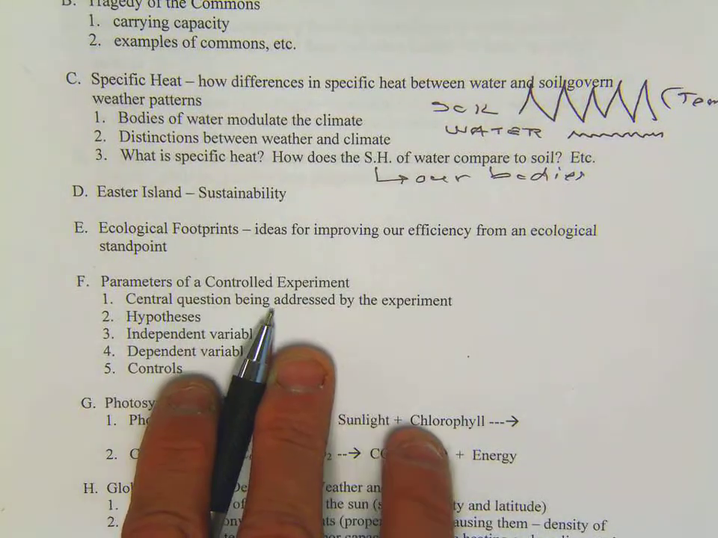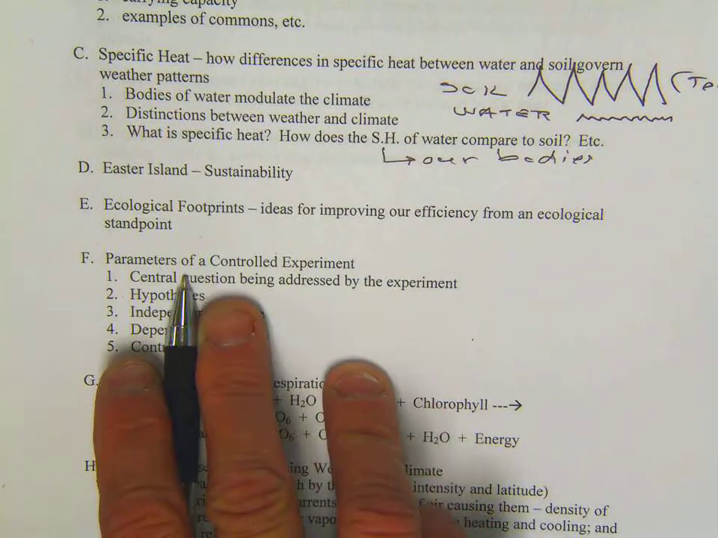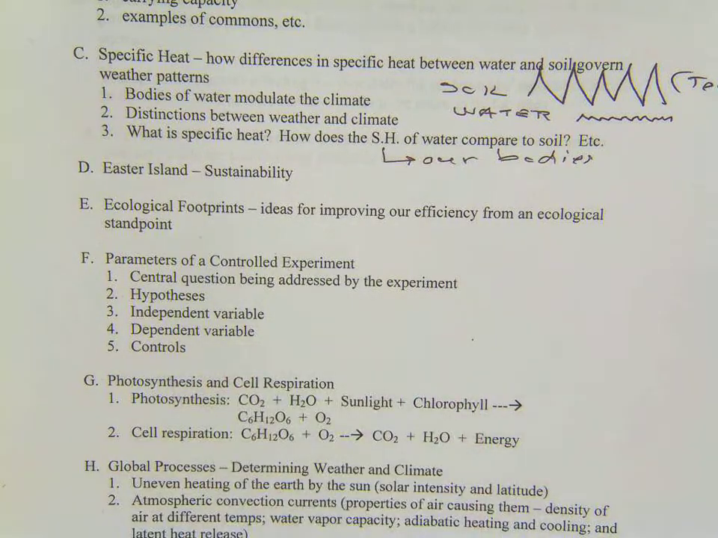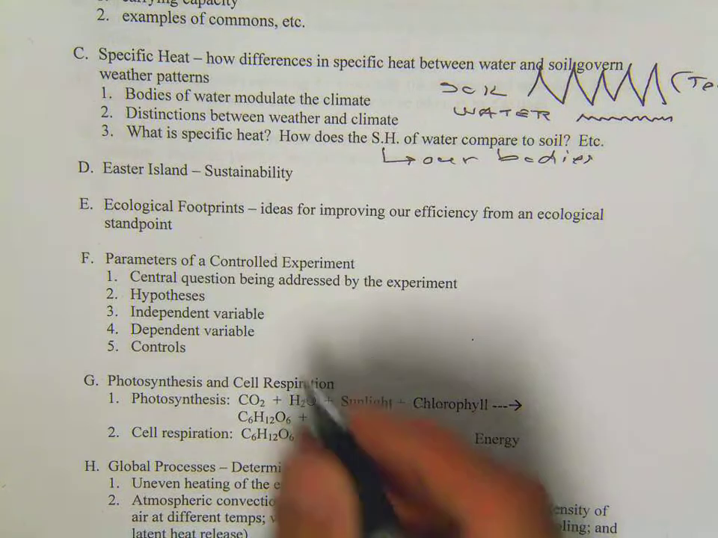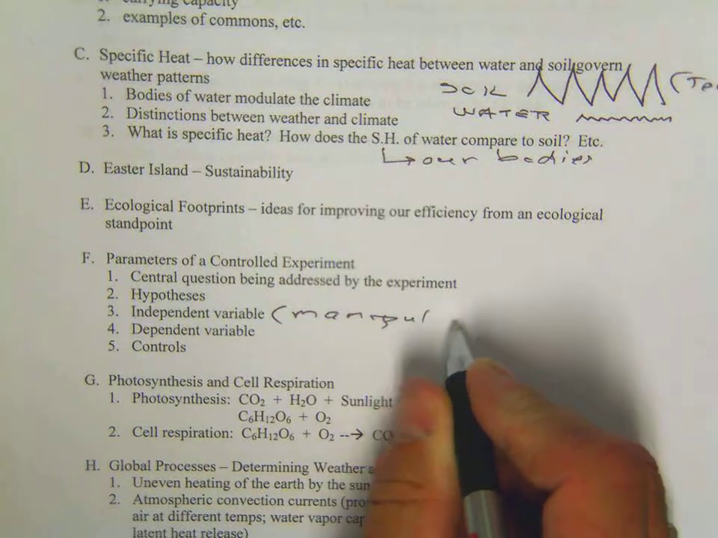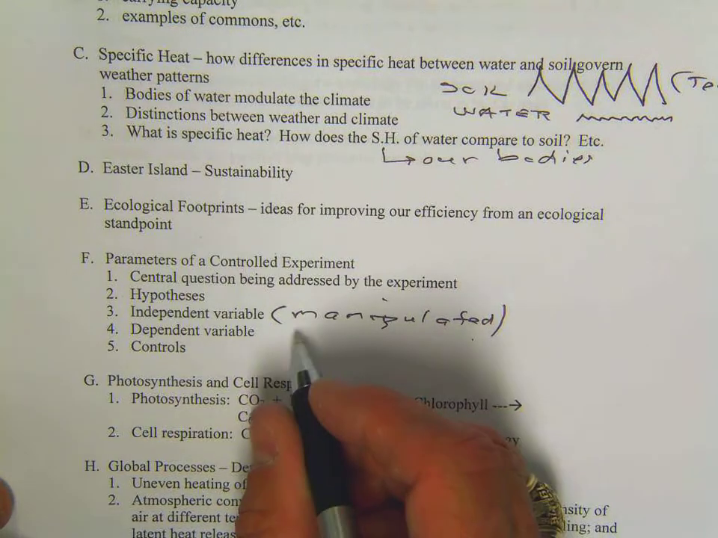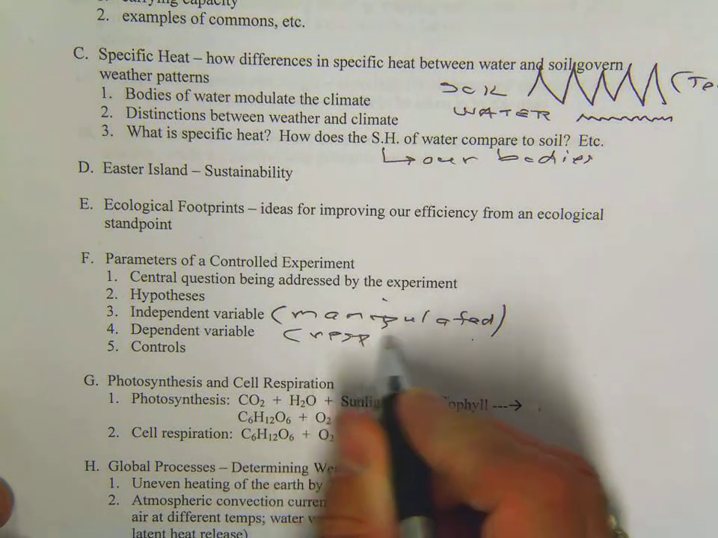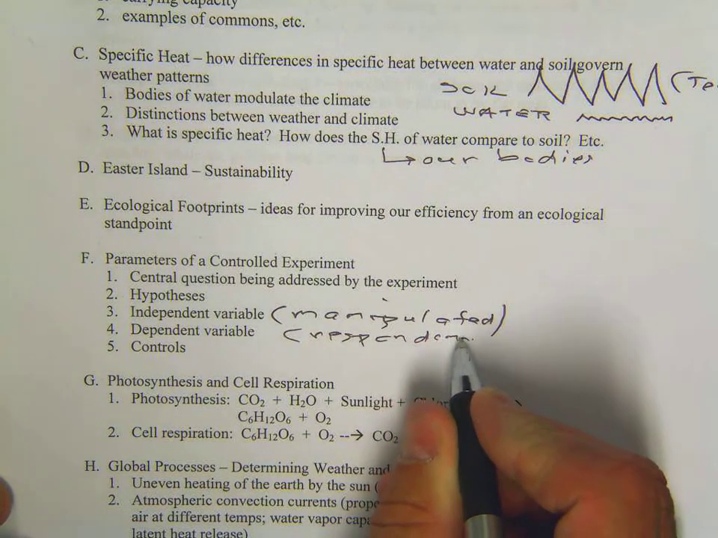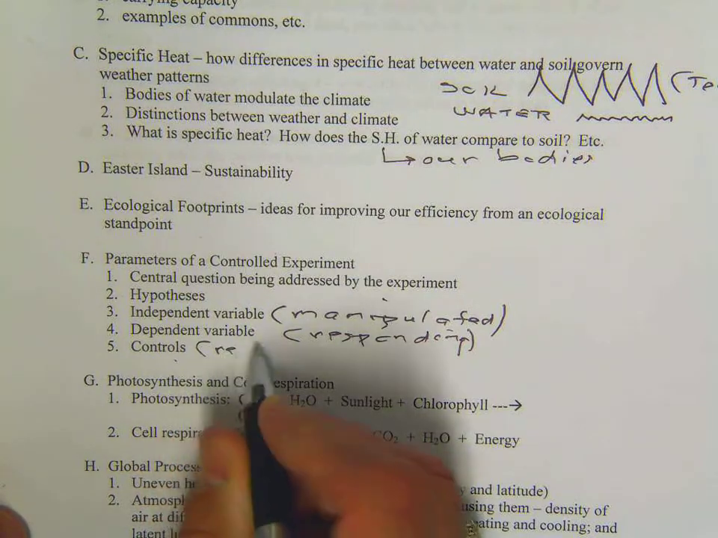You should be familiar with the parameters of a controlled experiment. We're looking at this now in the POGIL activity. You should understand the central question being addressed by the experiment, how hypotheses are developed, what a hypothesis is, an independent variable, sometimes called a manipulated variable, and identifying that, as well as a dependent variable, or responding variable, as well as controls. What's my reference? A control is basically a reference point.